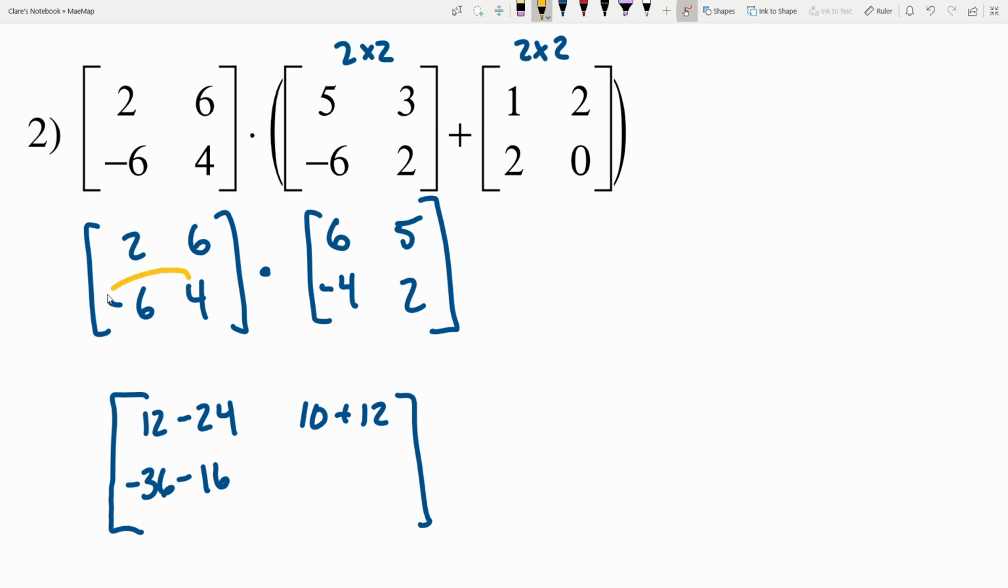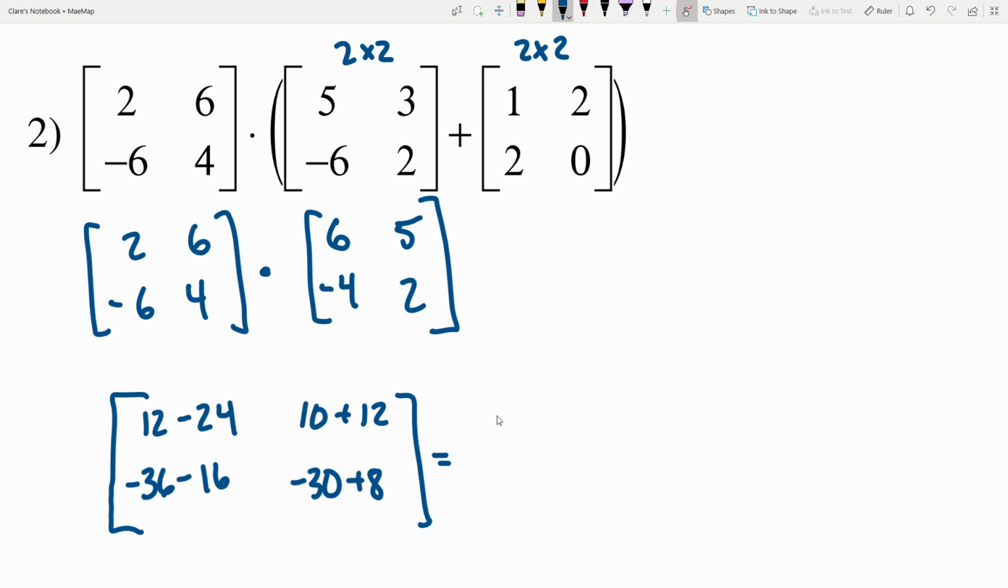And then my second row, dot it with my second column, will give me my entry in row 2, column 2. So I'm going to have negative 6 times 5, which is negative 30, plus 4 times 2, which is 8. Negative 30 plus 8. Now let's finish out this math.